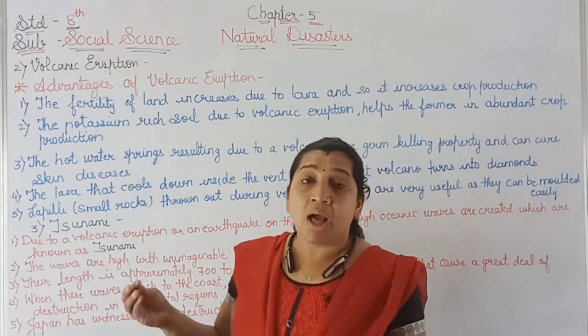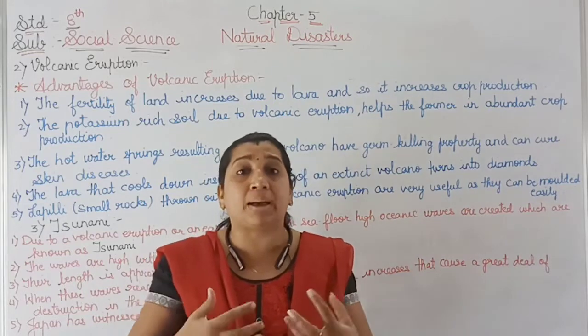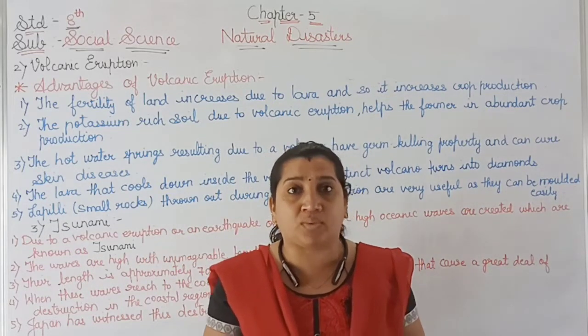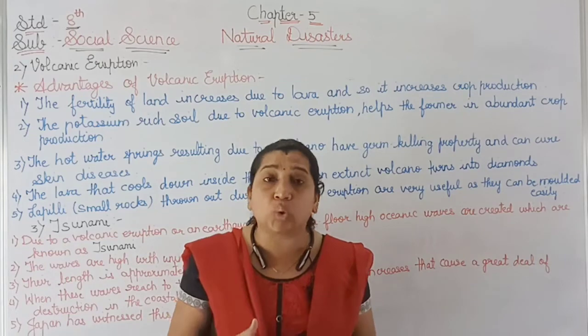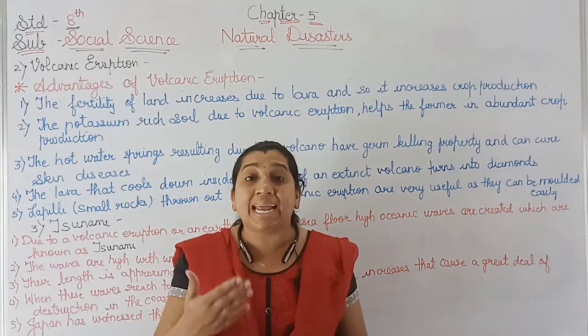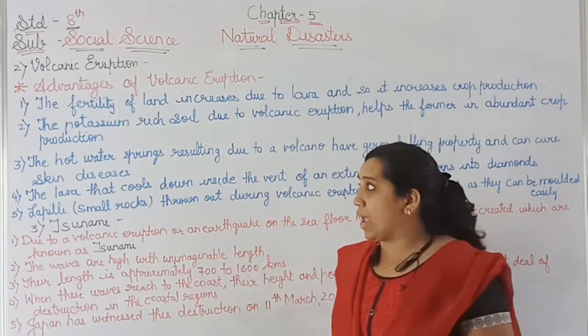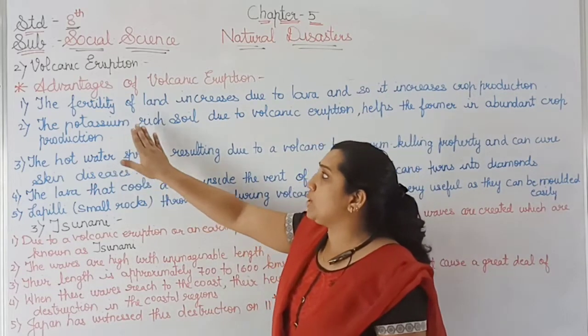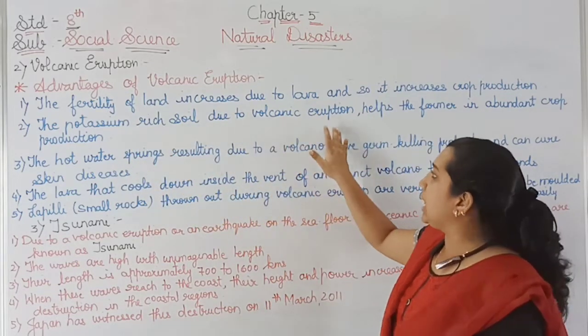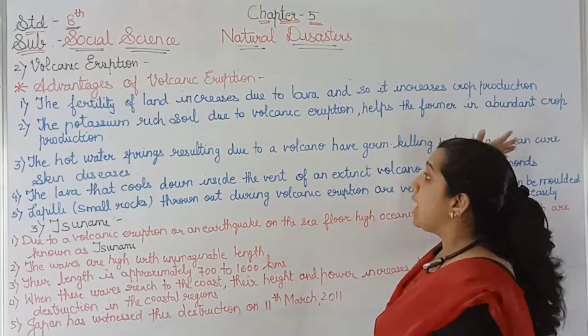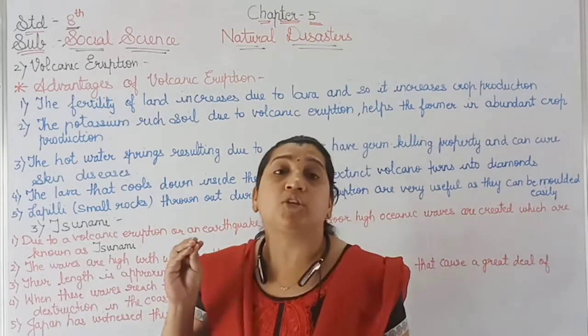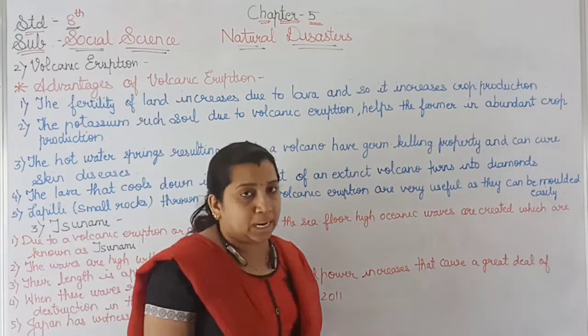The lava during the volcanic eruption, when it comes out from the interior portion of the earth and cools on the surface of the earth, increases the fertility of the soil. The second one: the potassium-rich soil due to the volcanic eruption helps the farmer in the abundant cultivation of crops.